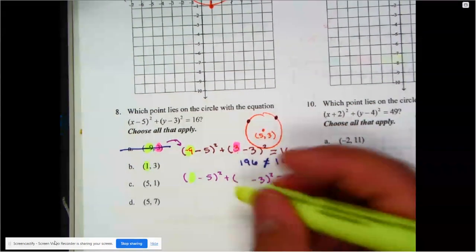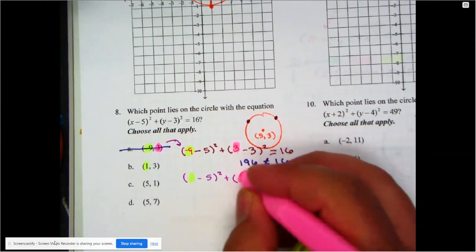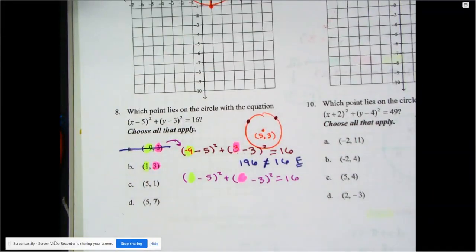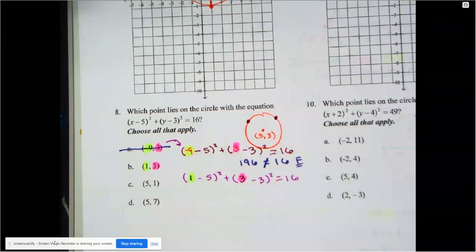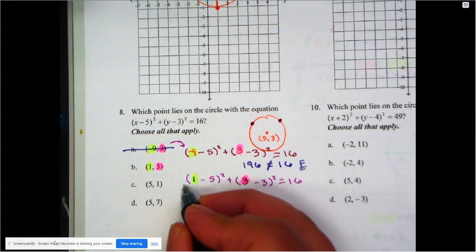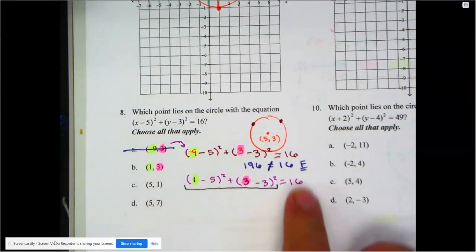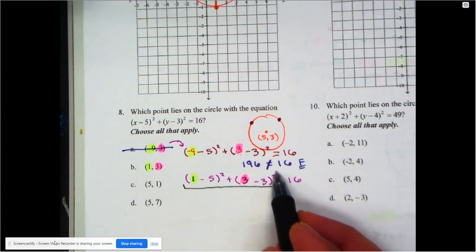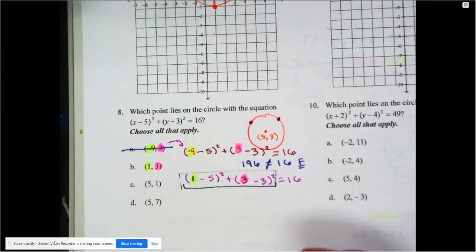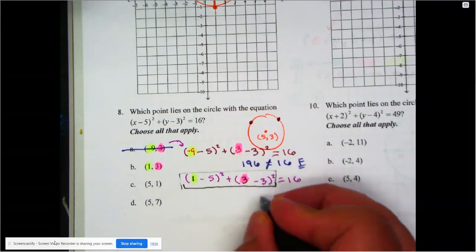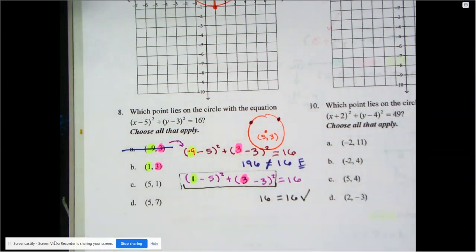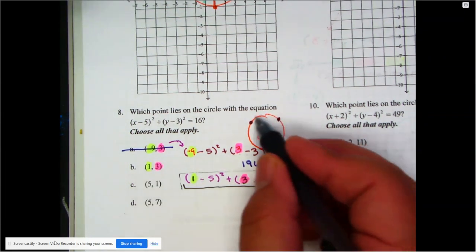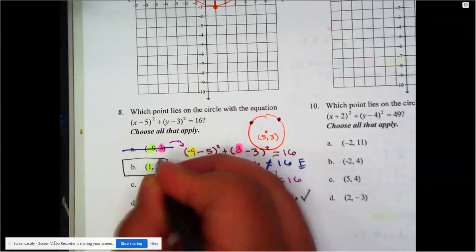So that's where I'm going to put the 1. And of course, this is where I'm going to put this 3 right here. Remember, I'm testing a whole new set of numbers. So I'm putting a 1 here, and I'm putting a 3 here again. All right. So when I work this side, now remember, this is what I'm putting into Desmos, not the 16, just this right here. When I put it on Desmos, my answer it gives me is 16, and it says equals 16. That is absolutely true. So is this point on the actual circle? Absolutely. And that's what we're looking for.